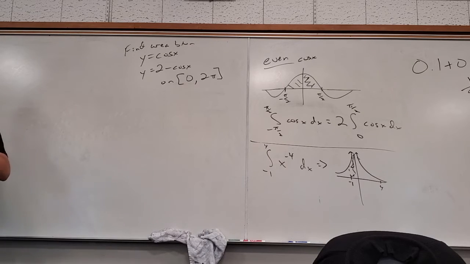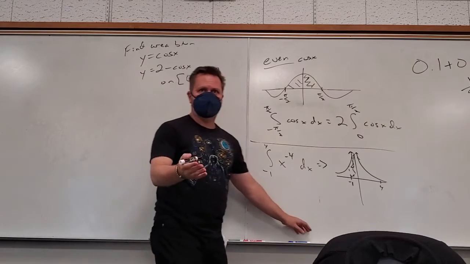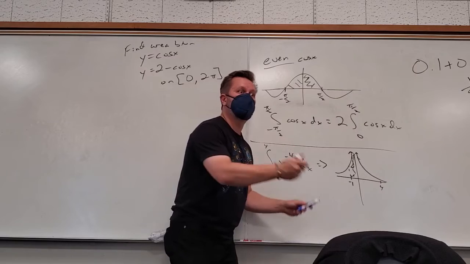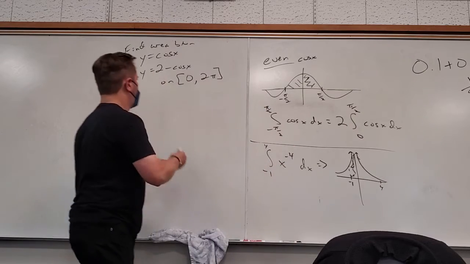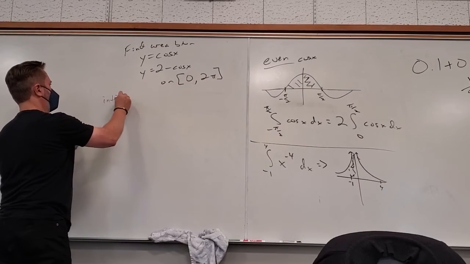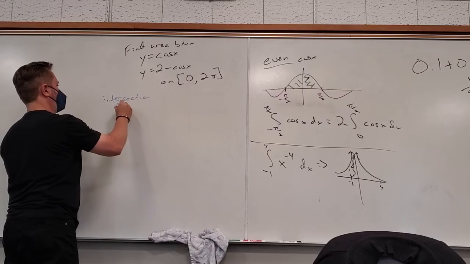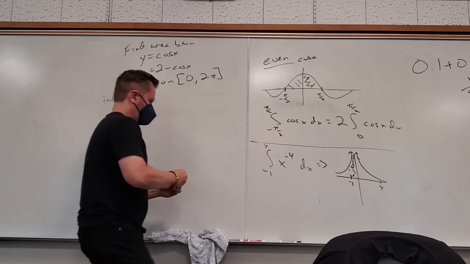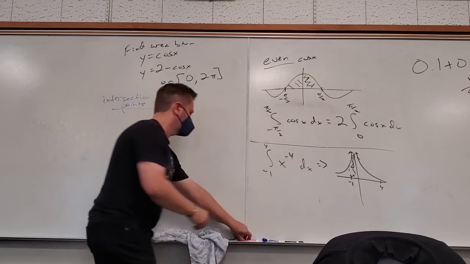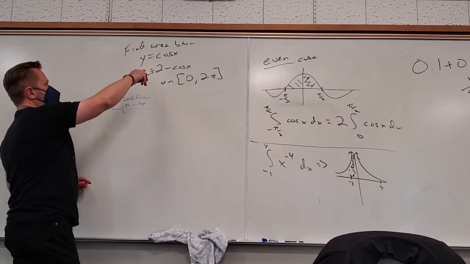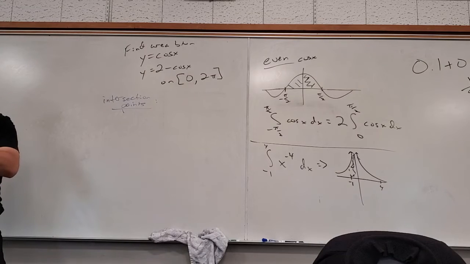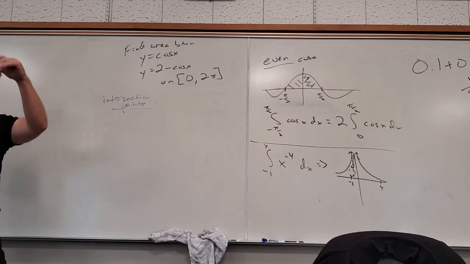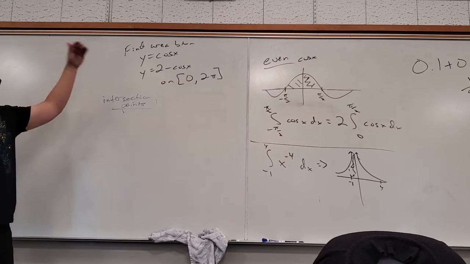So what do you want to do first? Or what do we have to do first? Intersection. It's intersection. That's basically almost always the same thing. There will be a little bit of variation depending on the function, but normally you just set them equal to each other.